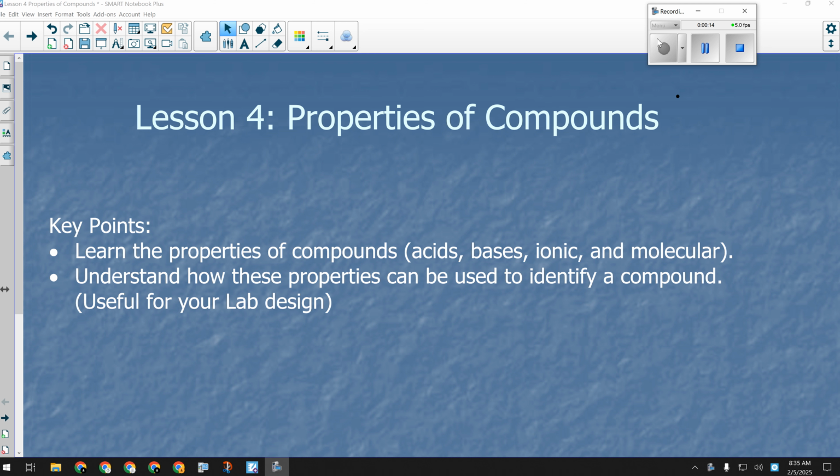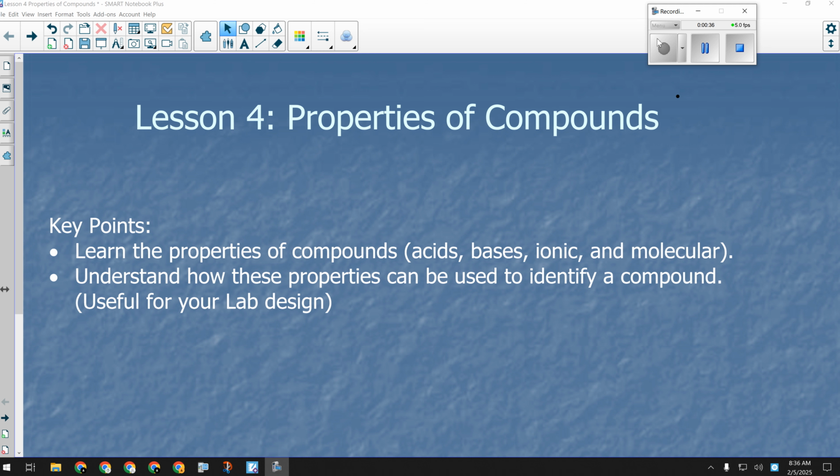First, we're going to go over properties of compounds. Everything in this lesson is going to be crucial for you to be able to produce the end result of our lab that we're doing tomorrow. The information in this lesson is going to help you to identify the unknown compounds that you'll be given in tomorrow's lab.